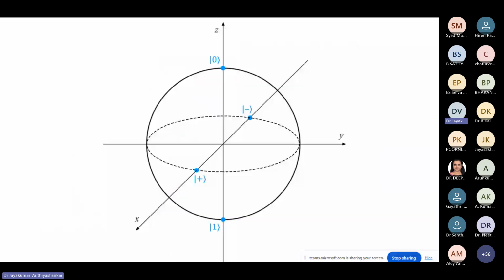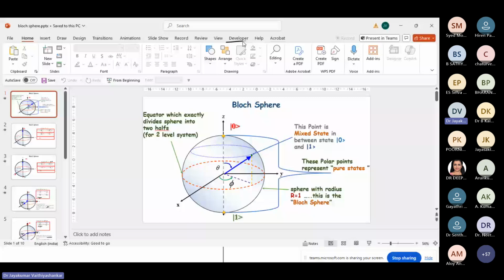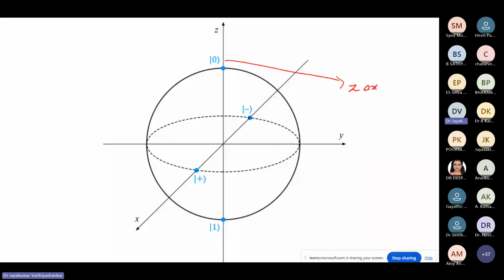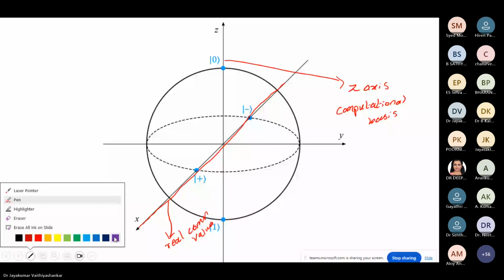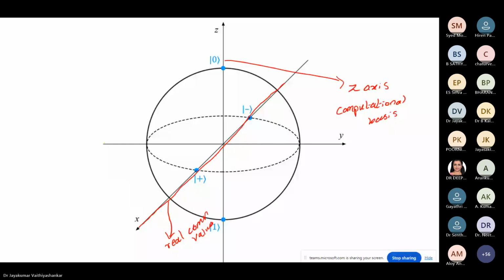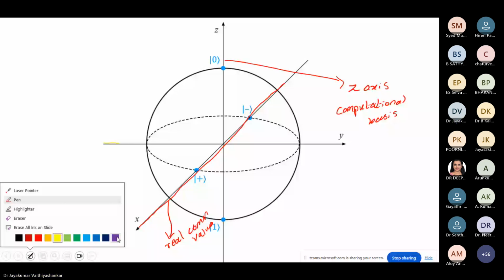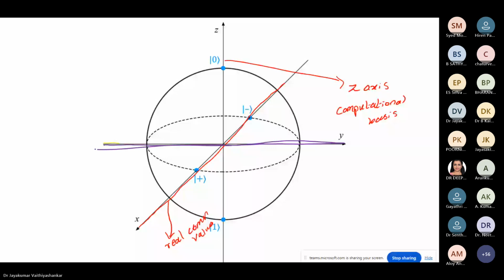Next, we try to recall what operations we did so far. So we have the z-axis. The z-axis is called the computational basis. The x-axis is called the real axis, so the x-axis contains real components, or you can say real values. I try to change color. Yellow is not visible, so I will use violet. This y-axis is called the imaginary axis. Whenever you have any imaginary value, it will be represented on your y-axis.